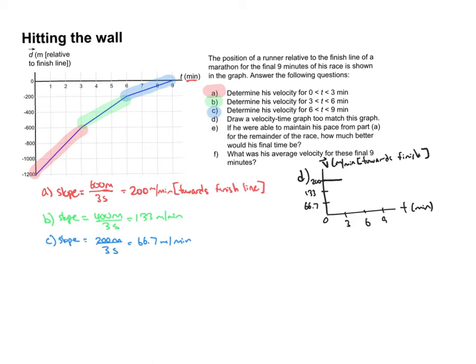So that's a horizontal line at 200. And then from 3 to 6 seconds, it's 133 meters per minute constant. So another horizontal line. And then from 6 to 9 minutes, it's 66.7 meters per minute constant. So that's what the graph looks like. There's no need to try to make those lines connect with each other.